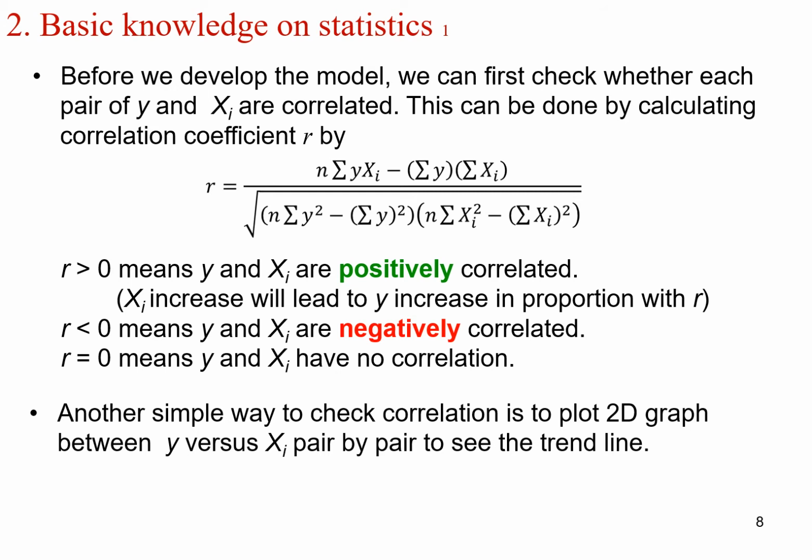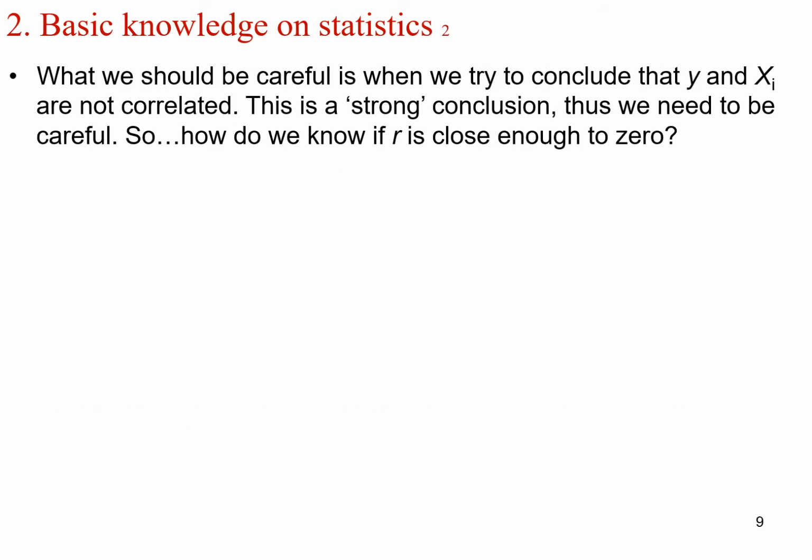Another simple way to check correlation is to plot the graph between y and xi pair by pair to see the trend line. What we should be careful about is when we try to conclude that y and xi are not correlated. This is a strong conclusion, thus we need to be careful. So how do we know if r is close enough to 0?